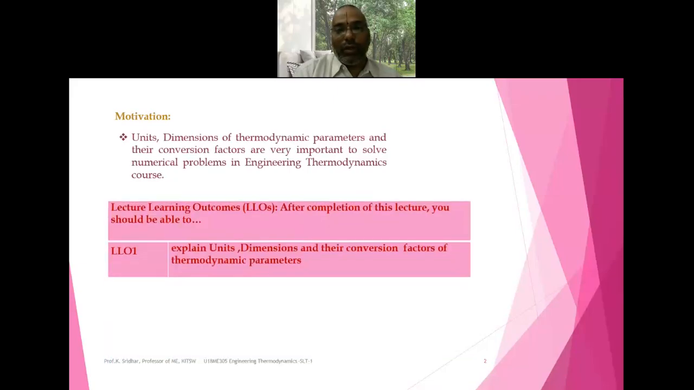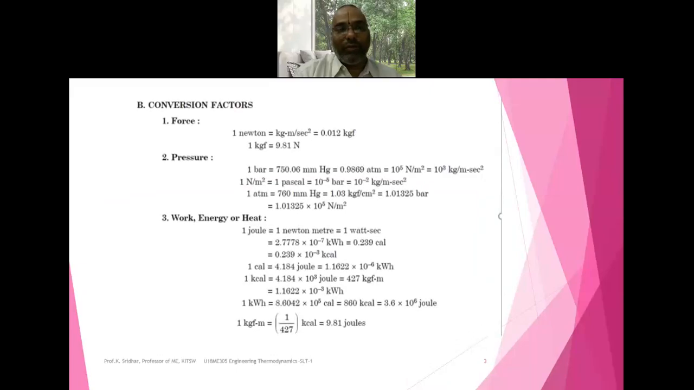And every course or every lecture has some objectives as well as outcomes. The outcome of this lecture is that after completion of this lecture, you should be able to explain units, dimensions, and their conversion factors of the various thermodynamic parameters. So now let us see what important thermodynamic parameters we normally come across whenever we are studying this course.